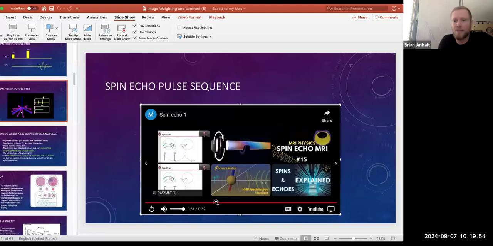And it will continue to dephase like that because the inhomogeneities and susceptibilities still exist, right? We're just trying to get the protons to refocus to compensate for the fact that we have inhomogeneities and susceptibilities.